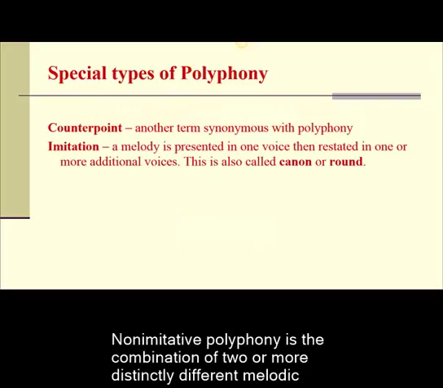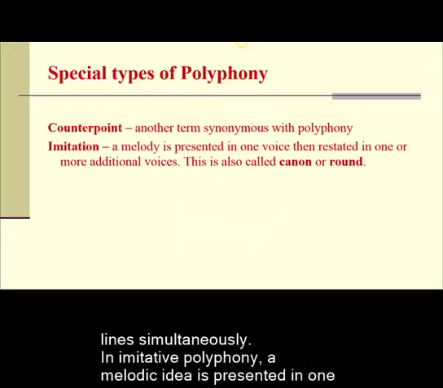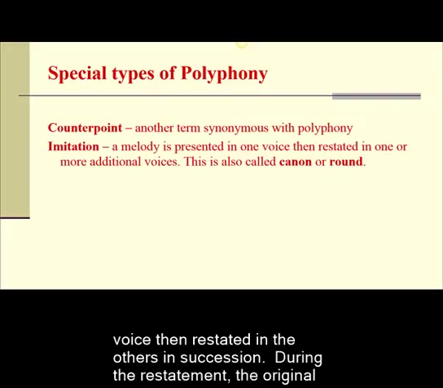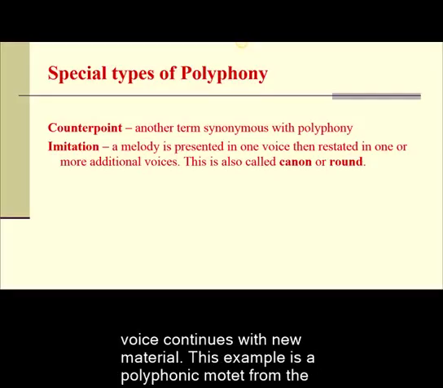Non-imitative polyphony is the combination of two or more distinctly different melodic lines simultaneously. In imitative polyphony, a melodic idea is presented in one voice, then restated in the others in succession. During the restatement, the original voice continues with new material.